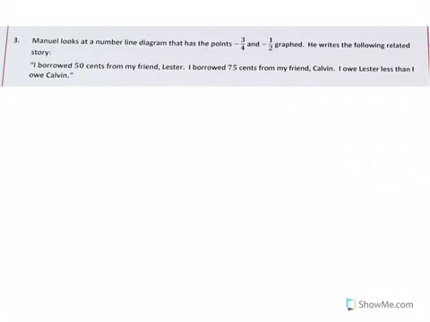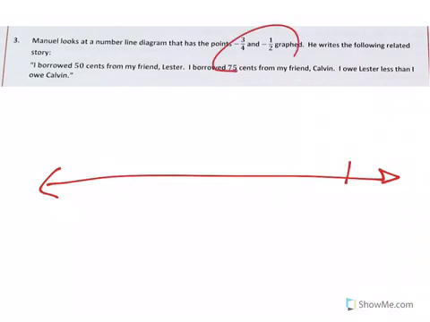I borrowed 75 cents from my friend Calvin. I owe Lester less than I owe Calvin. So we're going to create our graph here. We know both numbers are negative, so we can just start with 0 and go back on our negative numbers. But you'll also notice that they're fractions.